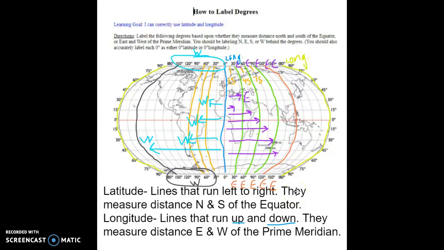We have now accurately labeled this map with our north, east, south, and west, and we have labeled our 0 degrees as either 0 degrees longitude, or earlier when we did our 0 degrees latitude, this latitude line right here. If you have any questions, be sure to talk to me or rewatch this video or segments of it.